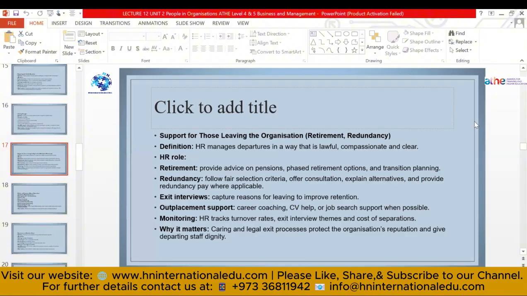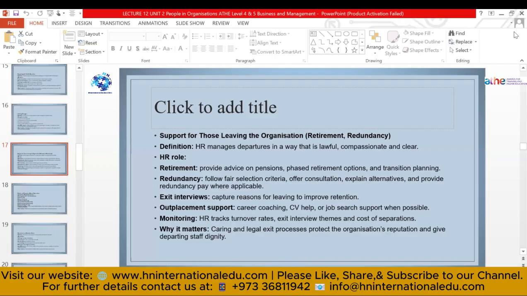Few people don't need money. They always ask that they can get a plot, that is, a plot for a house. Redundancy, this option is for basically army people, and good multinationals also give you these offers. Follow fair selection criteria, offer consultation, explain the alternatives, and provide redundancy pay where applicable. Where you feel like things can be adjusted, go ahead.